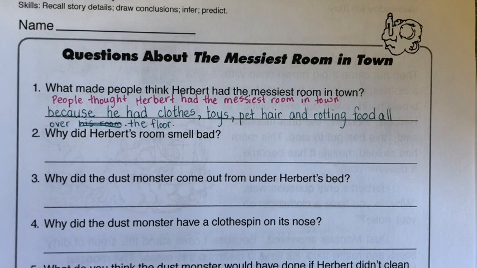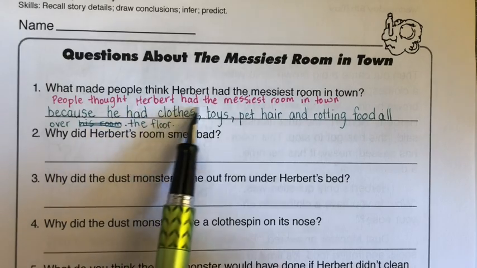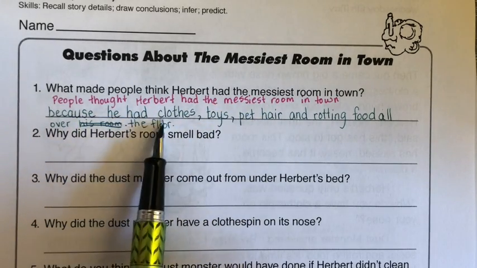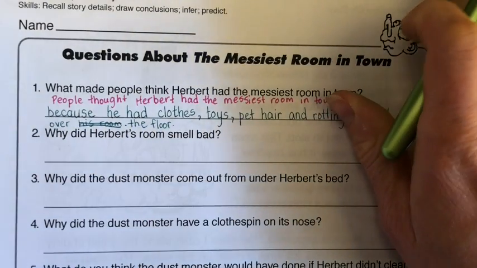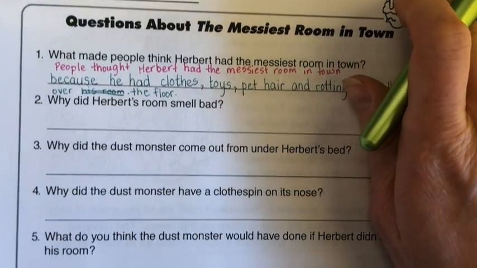And most of us have a better ability to communicate through talking. So when you talk out your writing first to make sure it makes sense, that's how your writing will become easier. So, people thought Herbert had the messiest room in town because he had clothes, toys, pet hair, and rotting food all over the floor. Ew!